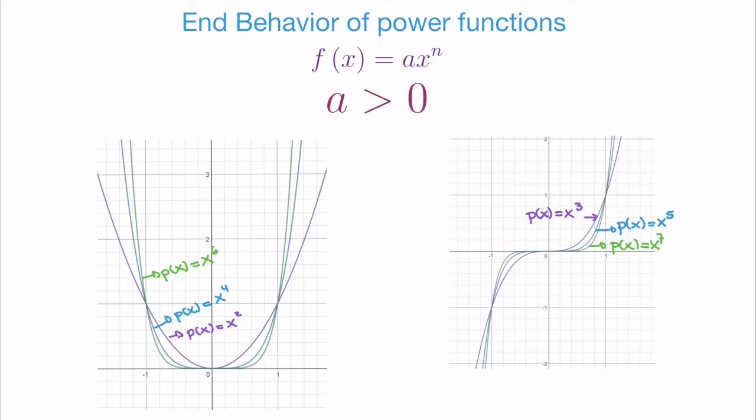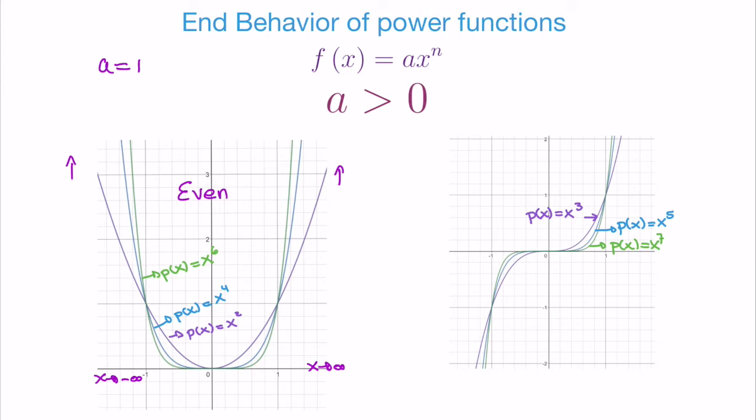We talk now about end behavior of power functions, functions that look like a times x to the n. If n is even, graph right here, and a equals 1, we have all these polynomials that you can see in the graph: x to the 6th power, x to the 4th power, x to the 2nd power. And we notice that the end behavior of all those functions is the same. As x approaches infinity, all of them go up. As x approaches negative infinity, all of them go up also. Also notice that if a is positive, the end behavior is not going to change.